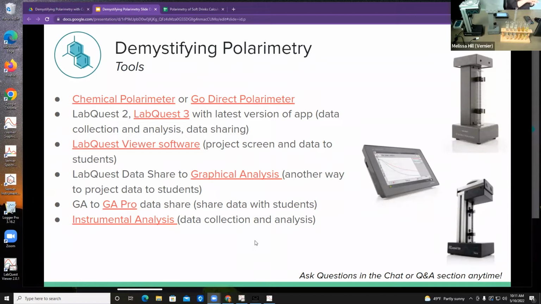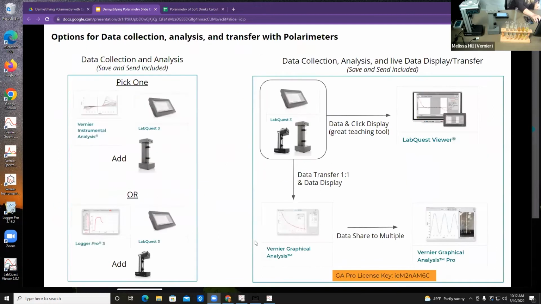Since the polarimeter is a little bit more of an expensive instrument, most people can't have one for every student group. A great feature of having one of the more expensive instruments and being able to collect data with the LabQuest is to share data out to Graphical Analysis, and then to even share data out online through Graphical Analysis Pro. So that's why I wanted you all to download the free Graphical Analysis. So make sure you've done that. And let's get started.